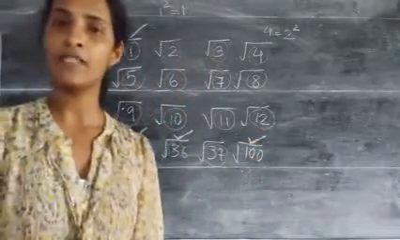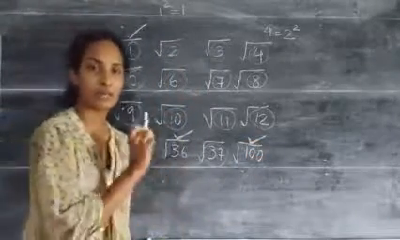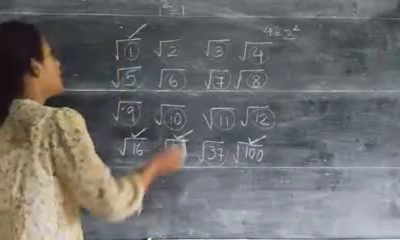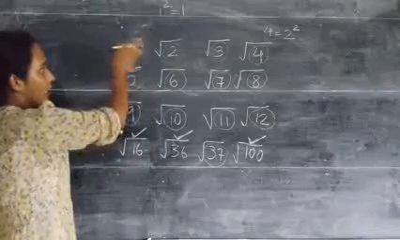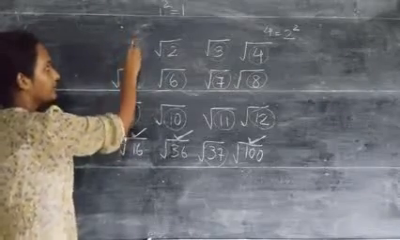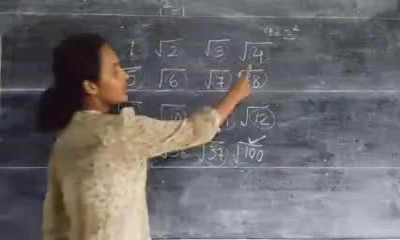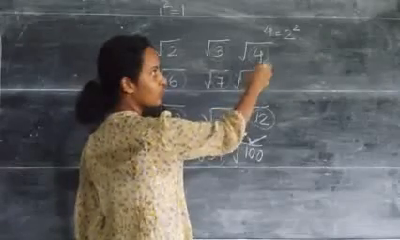Now, identifying whether these numbers are perfect squares or not. Look here. 1 is a perfect square. That means I can remove the square root and I can write this as 1. Right? 4 is a perfect square. That means the root of 4 will be what?